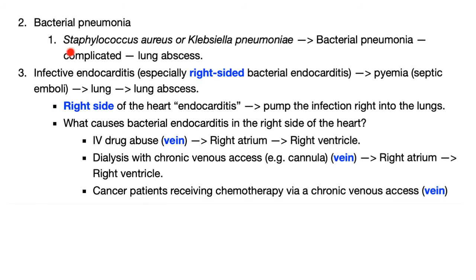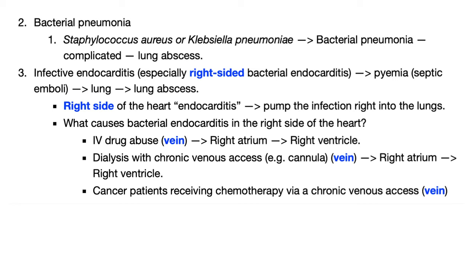Causes: bacterial pneumonia, Staph aureus or Klebsiella leading to pneumonia. It can be complicated by lung abscess and maybe para-pneumonic effusion. Infective endocarditis, especially the right side of the heart, can lead to pyemia in the lung.